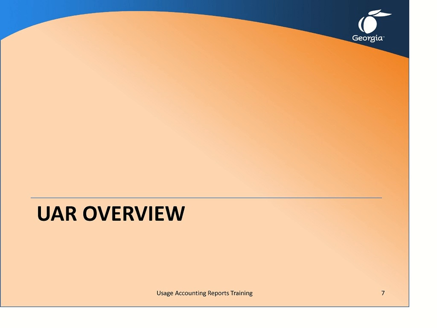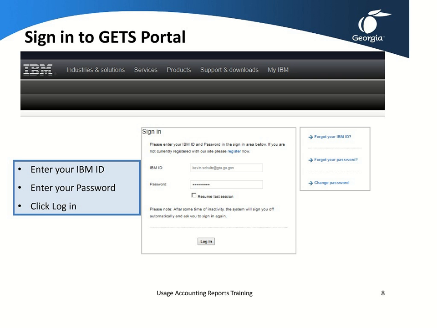So let's just take an overview of UAR. This is a snapshot of the portal. You would go to the GETS portal, you'd enter in your IBM ID, that would be whatever email address you registered with. You'd enter your password, and you'd click Login.